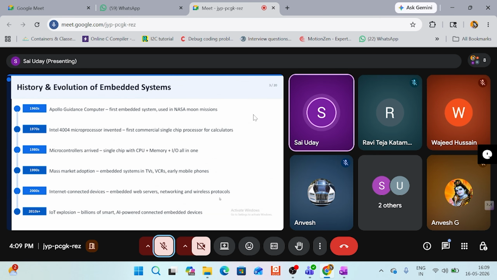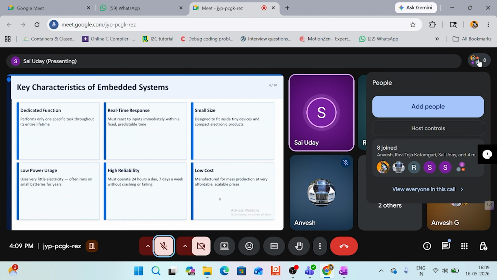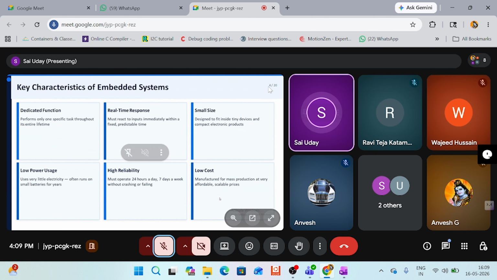After this, there will be the dedicated functionalities, like what makes an embedded system unique. They share several core characteristics. First, they have dedicated functions, like they do one thing their entire life. Second, a real-time response, meaning they must react to the input within a fixed and predictable time frame.